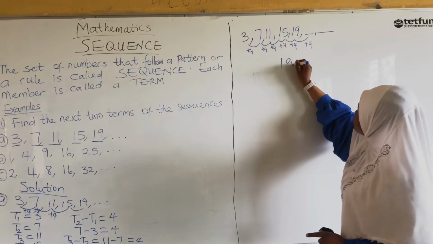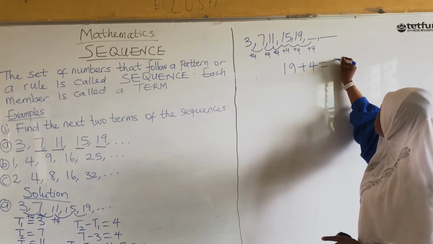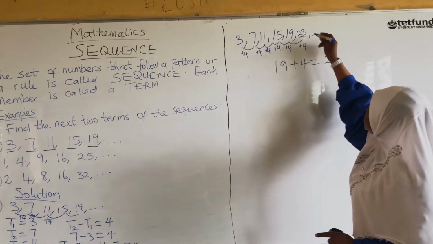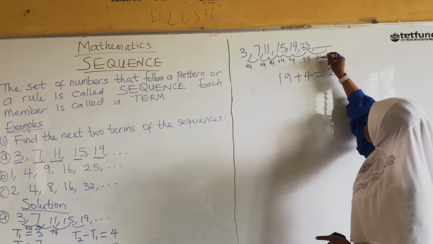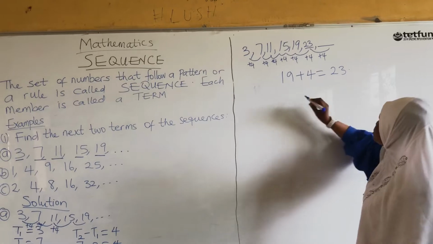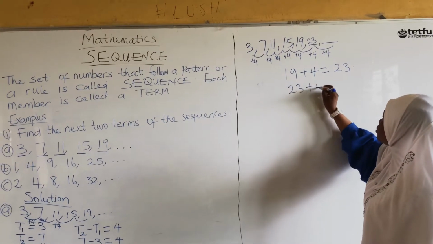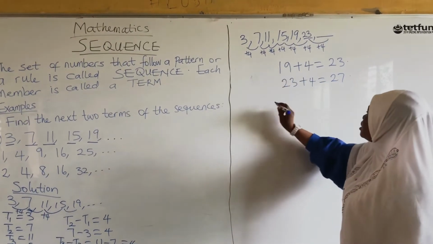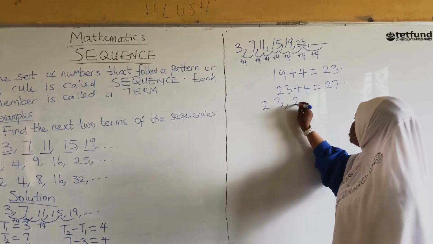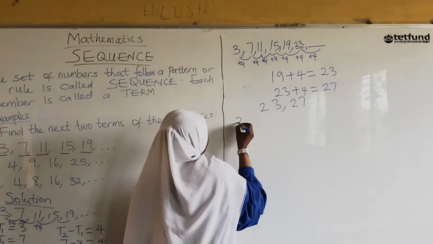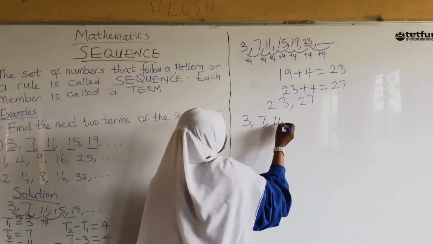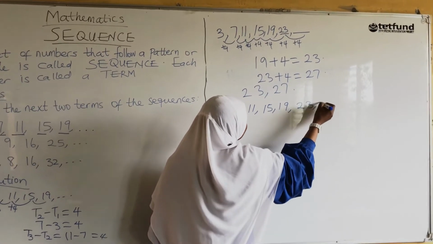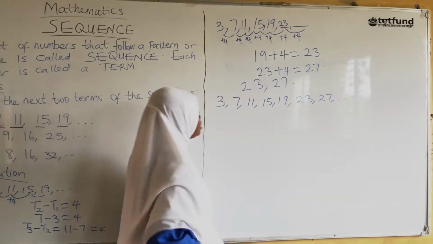So 19 plus 4 gives us what? 23. So here will be 23. That means you add 4 to this side again to give you the last one. 23 plus 4 gives 27. So the next two terms here are 23 and 27. You can write it: 3, 7, followed by 11, 15, 19, then 23, followed by 27. So it continues.